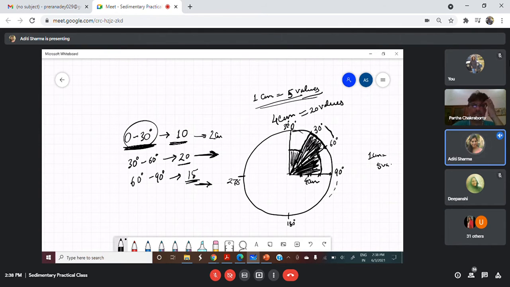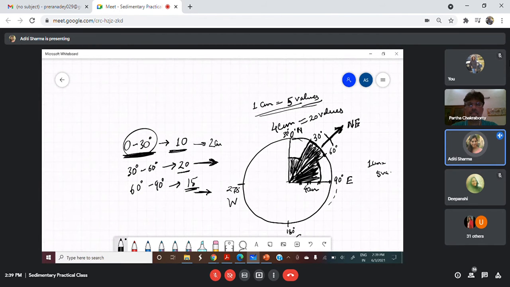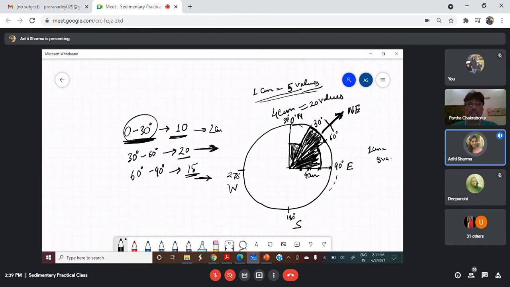But they all are falling in the major direction, that is northeast. If I consider that this is north, and I mark the directions, this is east, this is south, and this is west. So the dominant paleocurrent direction is northeast. Now I think the difference is clear between the Rose diagram and the other two methods: in the Rose diagram you are getting a dominant paleocurrent direction, that is northeast.